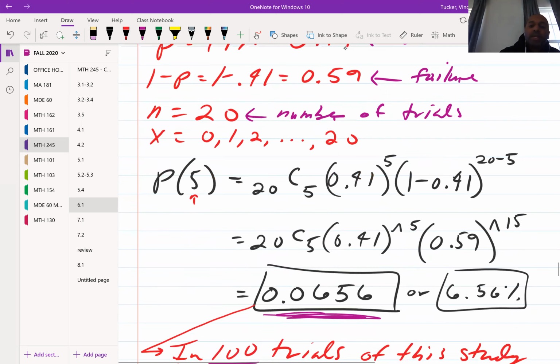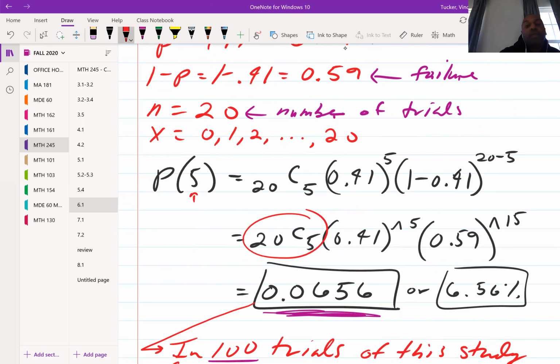Now there is a combination formula in your calculator if you have a scientific calculator. If you don't know how to use a calculator, you may have to get with me on that, or you can Google or YouTube the type of calculator that you have and it'll show you how to use it. But if not, always feel free to get with me on it. But you will need your calculator to some degree, because even if you do this part by hand, which is your combinations, you don't want to have to raise 0.41 to the 5th power and then 0.59 to the 15th power. So you do want to be able to use your calculator to some degree.